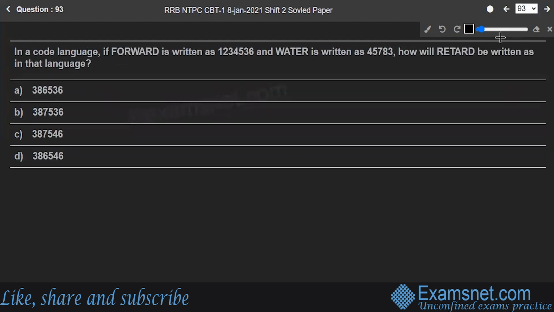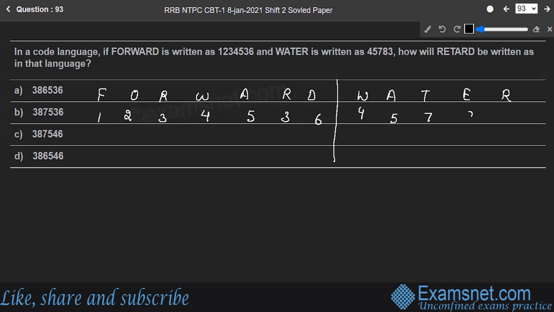Next is question number 93. In a code language, forward is written as this. Water is written as this. How will retard be written in the same language? Okay, let's write it down. Forward, F-O-R-W-A-R-D. And the second one was water, W-A-T-E-R. So forward is written as 1, 2, 3, 4, 5, 3, 6. Water is written as 4, 5, 7, 8, 3.